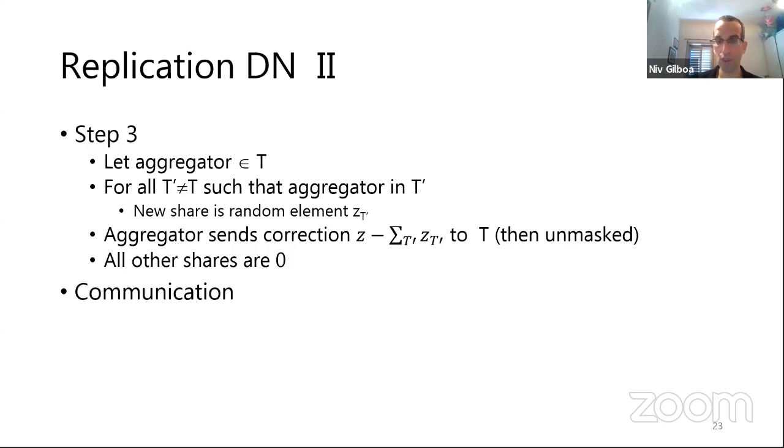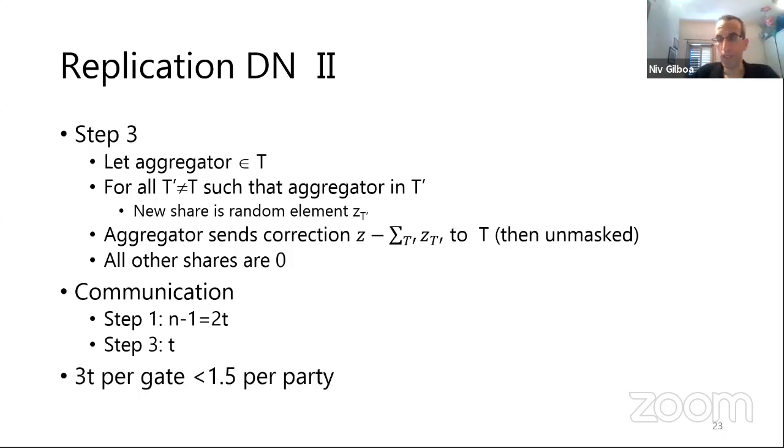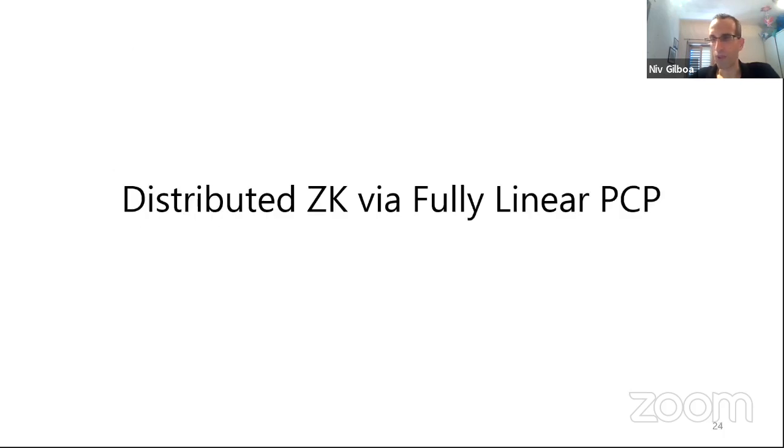So how much communication do we have here? In step 1, we got one ring element from each party except for the aggregator, so that's 2t elements. And in step 2, the aggregator sent one ring element to all the other participants in one set, so that's t ring elements. Together, we have 3t per gate, and that's less than 1.5 per party. If we switch around the roles of the aggregator, it's really going to be less than 1.5 per party, not only in an average sense. So this is our notion of the replication DN. So that's one part, the semi-honest protocol.